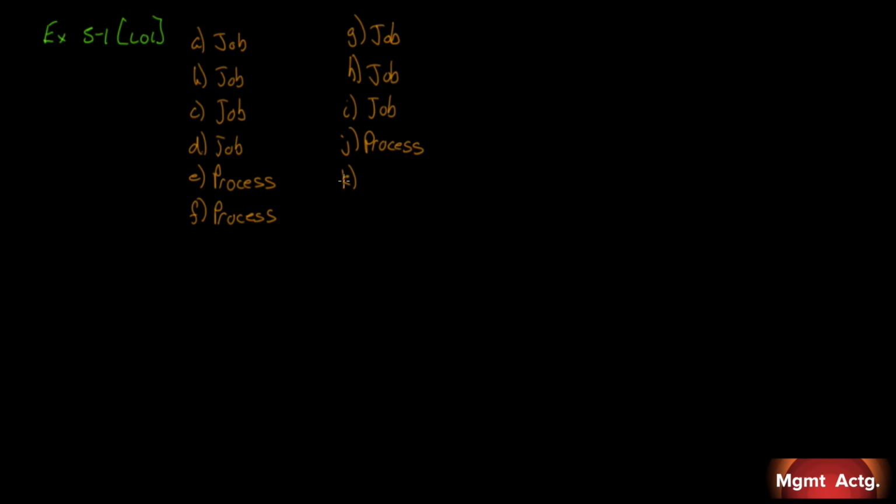K, an auto repair shop. Well, that has to be job, because I may go in for an oil change and you're going in for a transmission change. We're going to pay different amounts, right? And finally, L, a factory making frozen orange juice concentrate. Well, it's the same thing over and over again. So we have process. So you should be able to identify the difference between process costing and job costing. That was fairly straightforward and easy, I think.